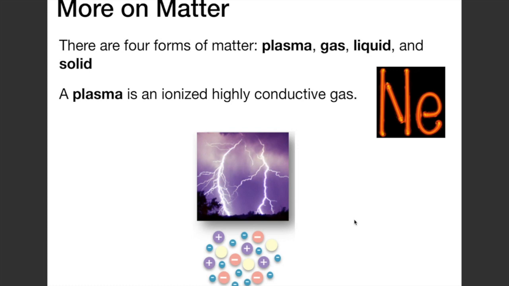Most chemists do not think about plasmas and do not work with plasmas. So for this class, we're going to pretty much ignore plasma as a state of matter and focus on gases, liquids, and solids.